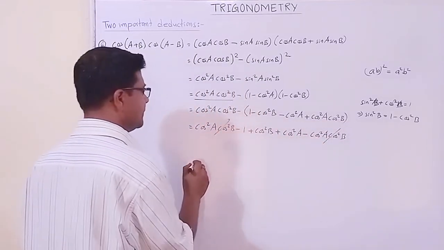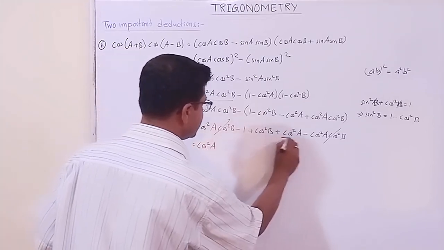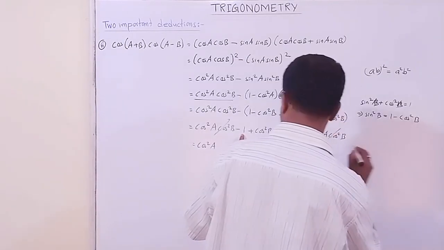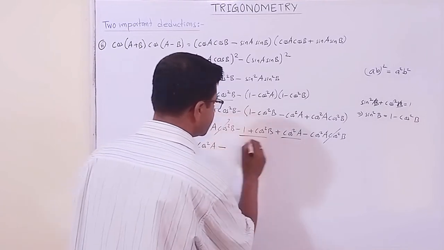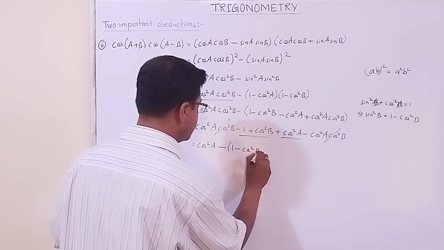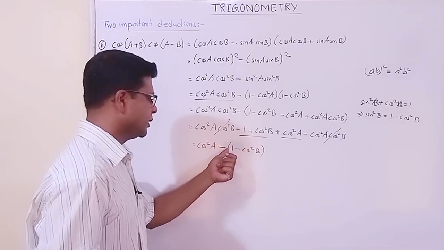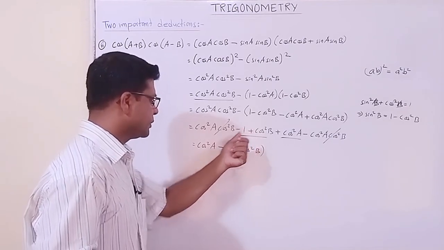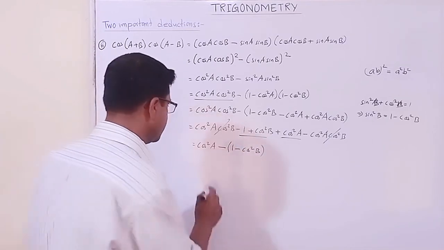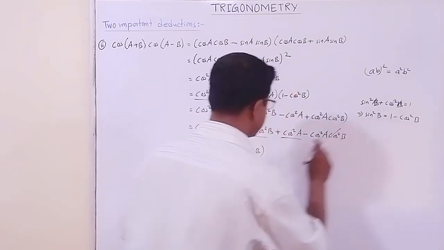These two will get cancelled. So it is cos square a, this cos square a we have written, and here I want to explain. From these two, let us take minus common. If minus is common, 1 minus cos square b. From these two we have taken minus common. There is minus 1 common, so 1 will be left. From plus we have taken minus common, so the sign will get changed. It is plus cos square b, so it is going to be minus cos square b. So here cos square a minus, what is 1 minus cos square b? Sin square b.